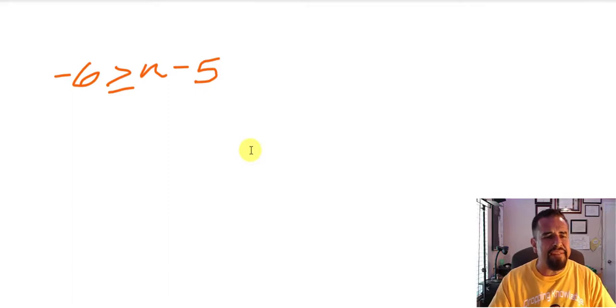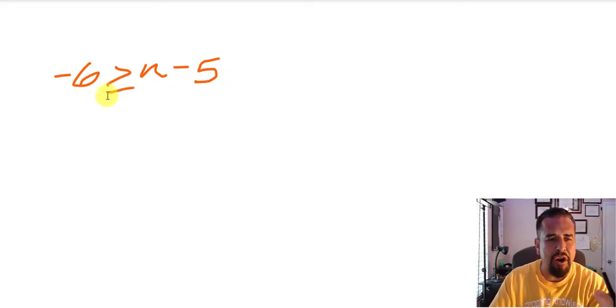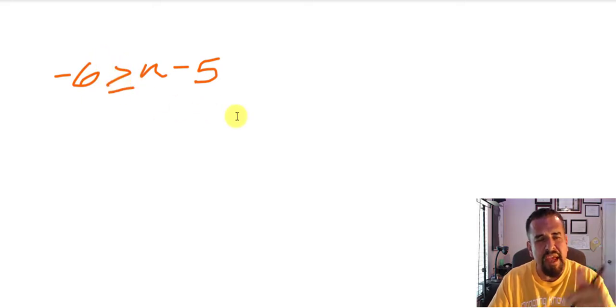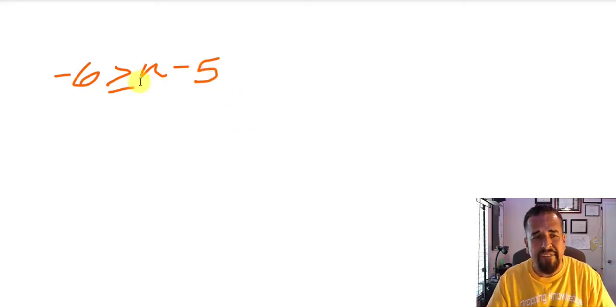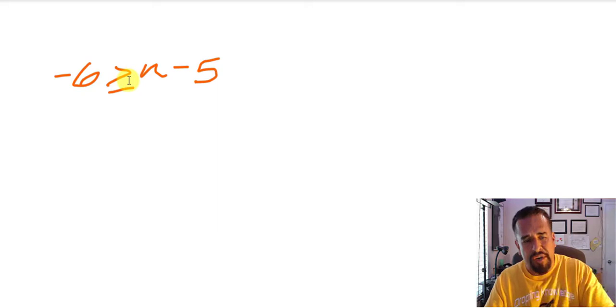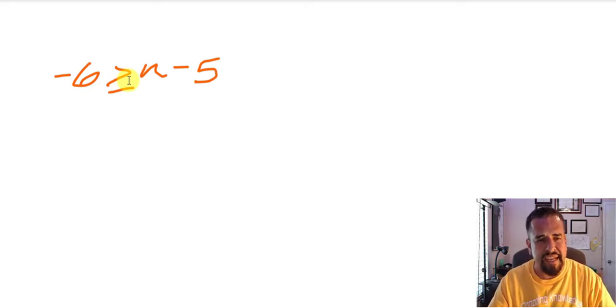Here we have negative 6 being greater than or equal to n minus 5. Notice now, this time we have a bar underneath, which means equal to. So now this negative 6 has to be greater than or equal to n minus 5. Or you can read it in reverse as well: n minus 5 has to be less than or equal to negative 6.